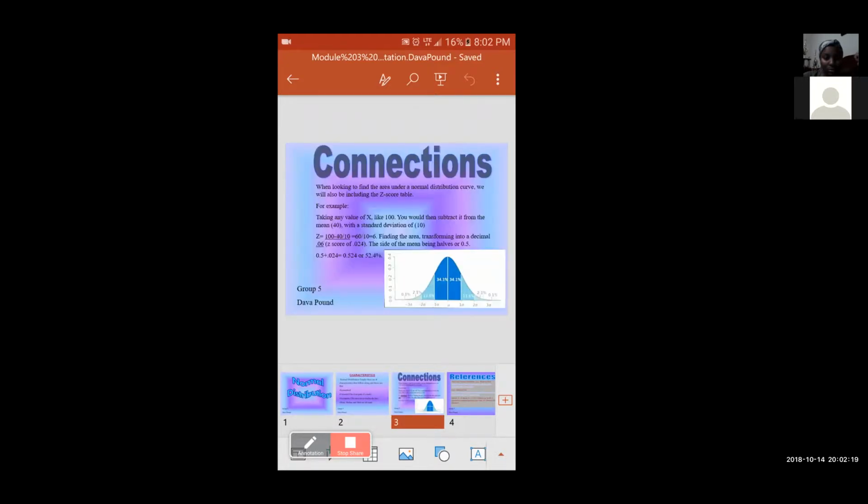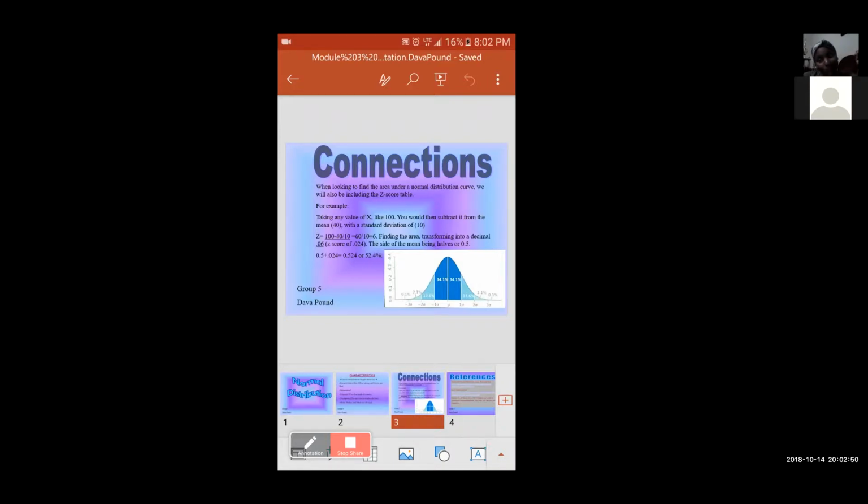Some connections in regards to finding the area underneath the curve. We will be including also a z-score table, which I actually did not post. So finding out the area, you're going to take any value of x, subtract it from the mean, and then divide that by the standard deviation.